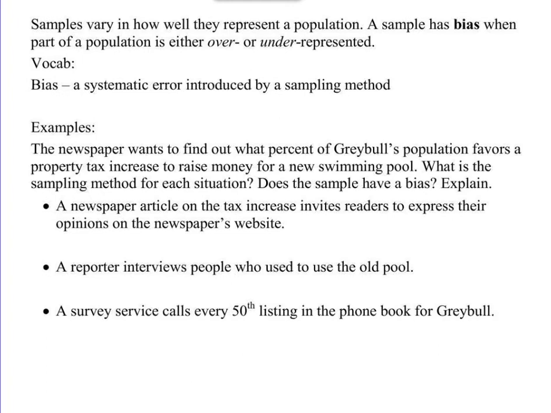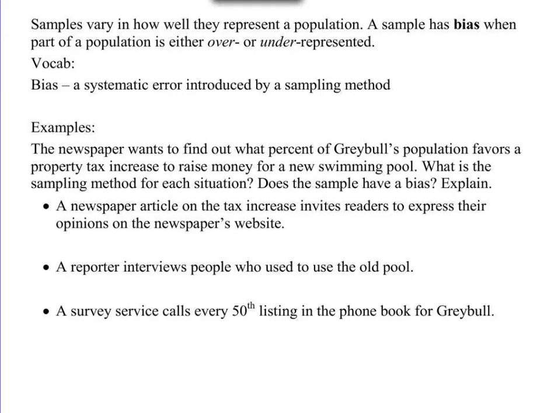Samples vary in how well they represent a population. A sample can have bias. Hopefully you've heard that word before. Bias can be introduced when part of a population is either over or underrepresented. So like if I want to find out what your favorite movie is and I just ask a bunch of boys what their favorite movie is, that's maybe going to introduce bias into the sample?